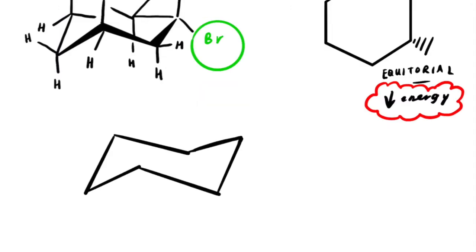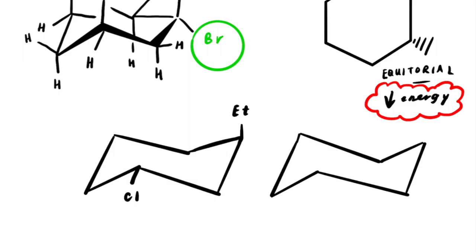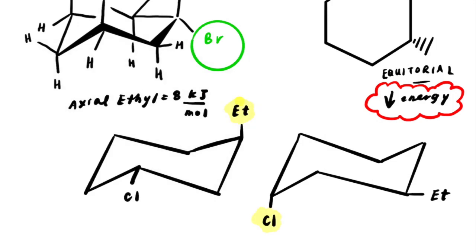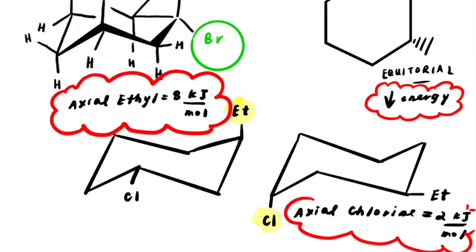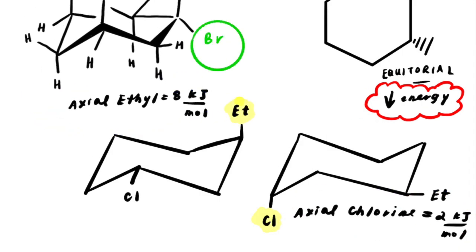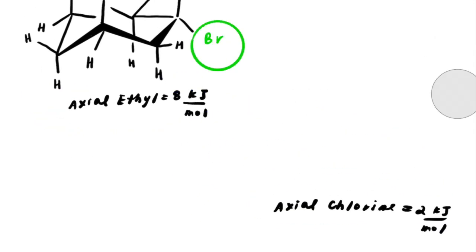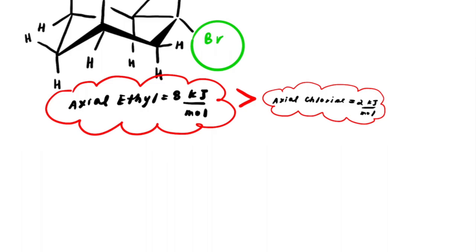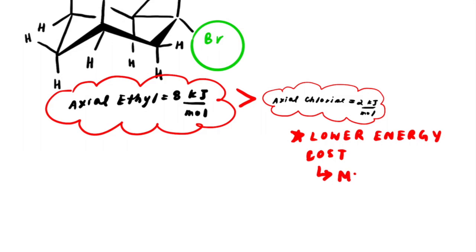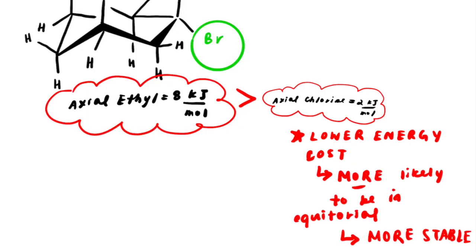However, when you have a chair conformation with one axial and one equatorial substituent, one must see which group exhibits a greater preference for being equatorial. In this example, the energy cost for axial ethyl to become equatorial is 8 kJ per mole, while the energy cost of an axial chlorine is 2 kJ per mole. Therefore, since it takes less energy for chlorine to move to the equatorial position, it is more likely to be in the equatorial position, as this is more stable.